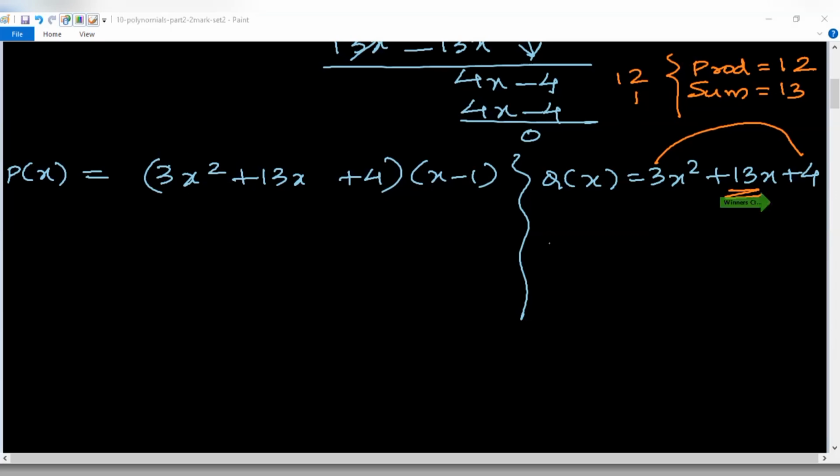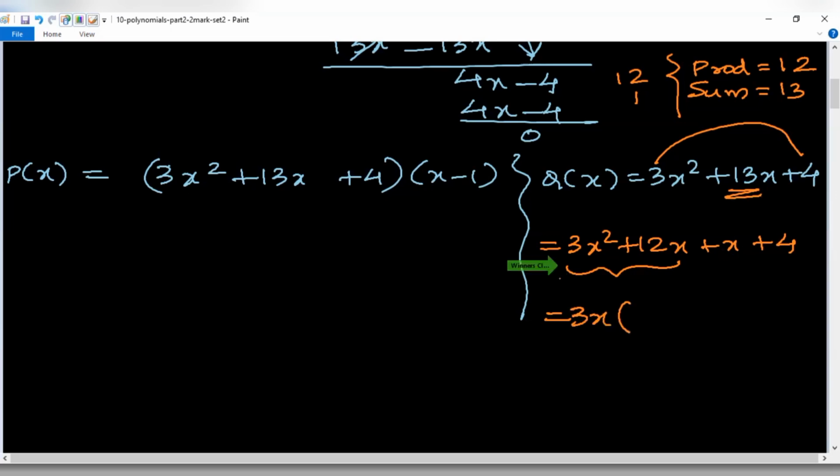So here it is 3x square plus 12x plus x plus 4. Now in the first two terms, 3x square and 12x, x is common and 3 is also common. So let us take 3x outside. When 3x is taken out, x plus 4 is left here.